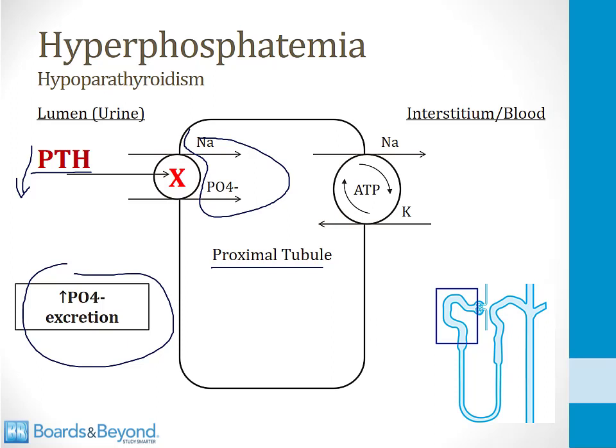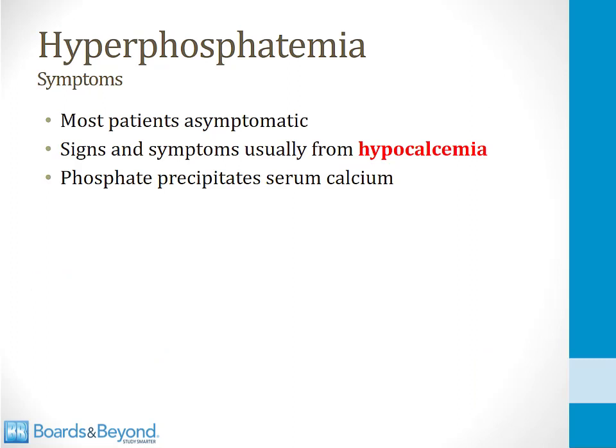You will reabsorb more phosphate, and you will develop hyperphosphatemia in the setting of hypoparathyroidism. The opposite happens in the setting of hyperparathyroidism. Most patients who have hyperphosphatemia are asymptomatic. When signs and symptoms occur, it's usually from hypocalcemia, and that's because phosphate precipitates serum calcium, just like I told you before in the setting of renal failure.